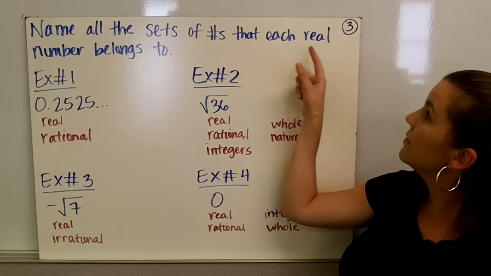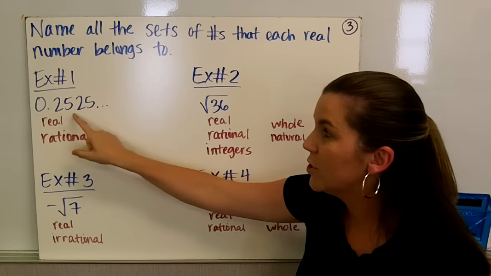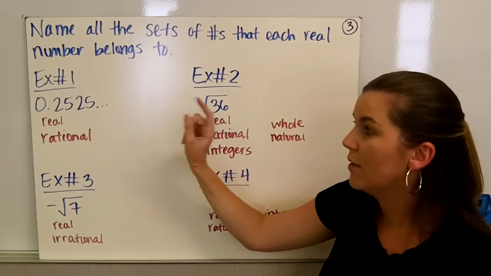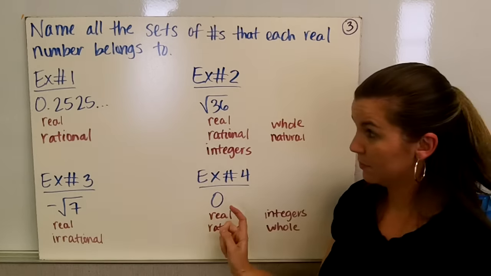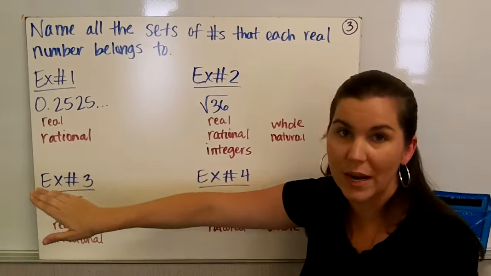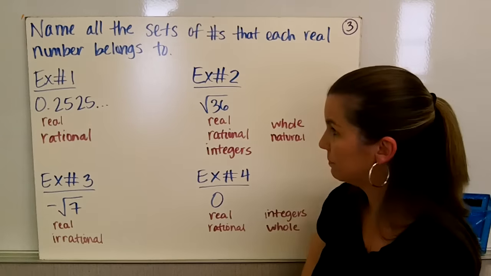Name all the sets of numbers that each real number belongs to. So example 1, 0.25, where the 2 and 5 are both repeated. 25, 25, 25, and it keeps on going. All 4 examples are real numbers. Now, because it is a repeating decimal, we know that it's rational. It's not a whole number, it's not an integer, it's not a natural number.